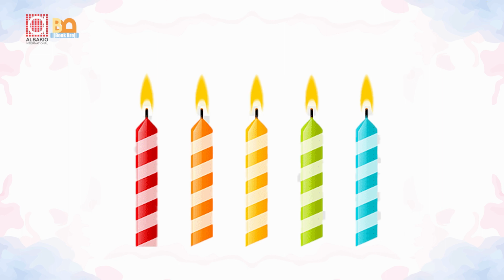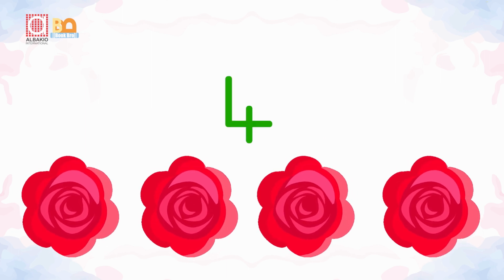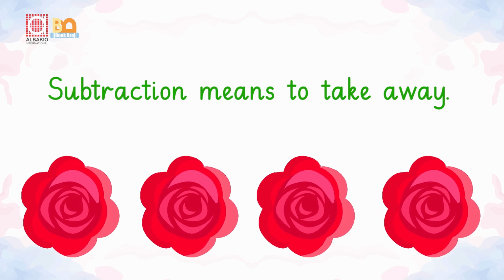You can see 5 candles here. What if I take away 1 out of these? Then you will be able to see 1, 2, 3, 4 candles. Great. Now look at the flowers. Count the flowers. These are 1, 2, 3, 4, 5, 6 flowers. What if I take away 2 flowers? Then you will be able to see 4 flowers here. I am repeating, subtraction means to take away.